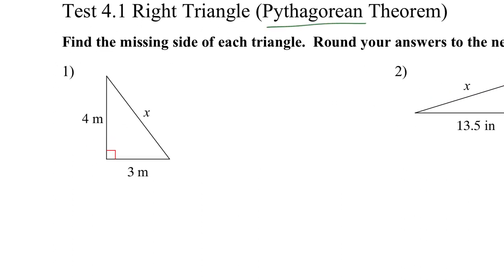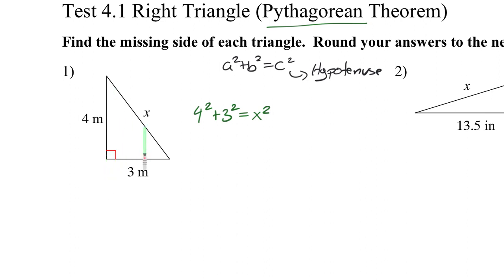Remember that using the Pythagorean theorem says that a squared plus b squared equals c squared, where c is always the hypotenuse. So that means that here I'm going to have 4 squared plus 3 squared equals x squared. Keep in mind always the hypotenuse is opposite to the right angle, and it's the one that goes by itself. So I got 16 plus 9 equals x squared. So this is 25 equals x squared, and then the square root on both sides. That means that x equals 5.